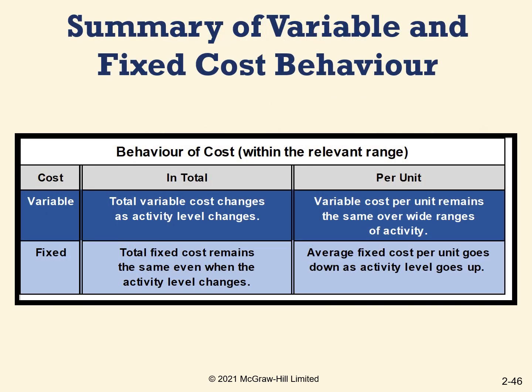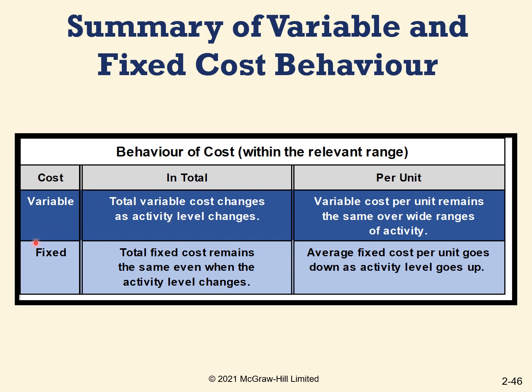So to summarize the variable and fixed cost behavior, we can see the behavior of cost within that relevant range. For variable cost in total, the total variable cost changes as the activity level changes. So the more activity you have, the more cost you're going to have. But on a per unit basis, it'll remain the same over that activity range. So think of the text messages. It's going to be $5 per text or 5 cents per text. That's not going to change, but the more texts you send, the higher your variable cost will be.